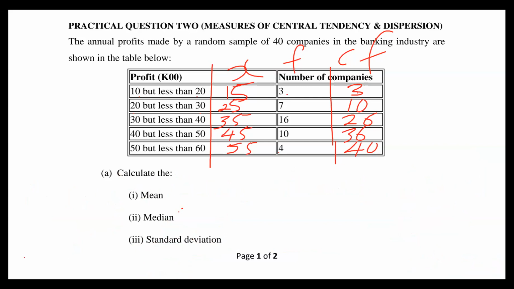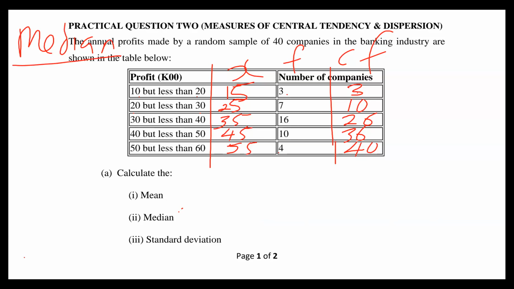So let's find the median. How do we find the median? Now you listen attentively when it comes to the median. For the median of ungrouped data, you remember how we were writing it? We arrange the numbers in ascending order, then we start canceling and canceling. That's for ungrouped data.